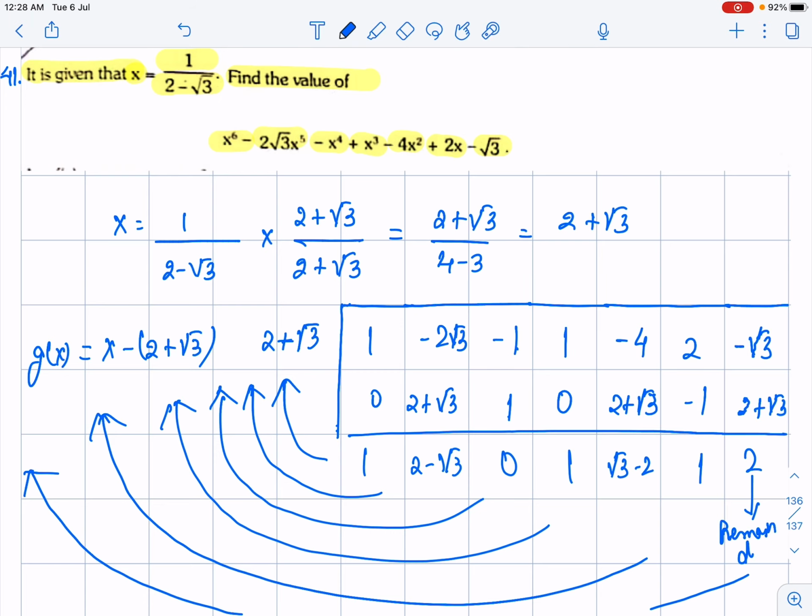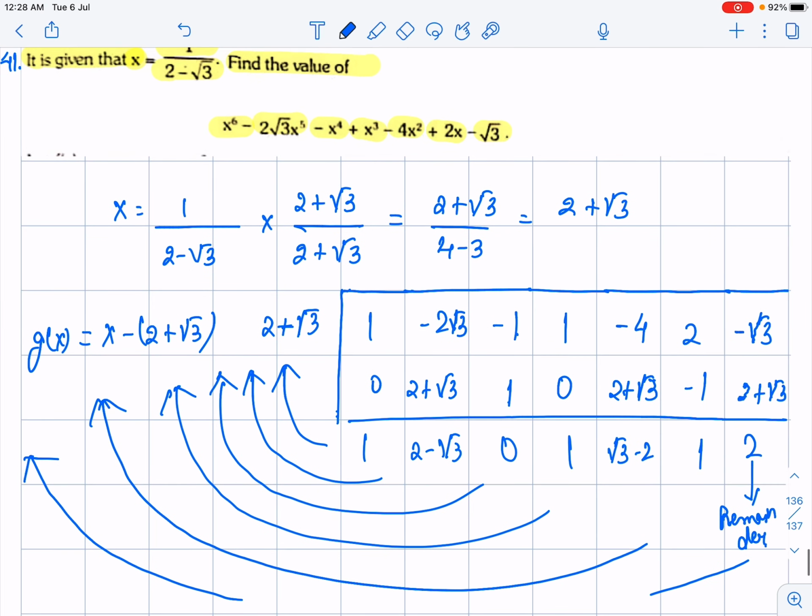What will be the remainder? Now my dear students, what did they ask us in the question? They asked what will be the value of this polynomial when x is equal to this thing. So the value of the polynomial will be 2 only. Why it will be 2, you might be wondering. Let me tell you. Actually, x minus 2 plus root 3 will become 0, because x is 2 plus root 3.